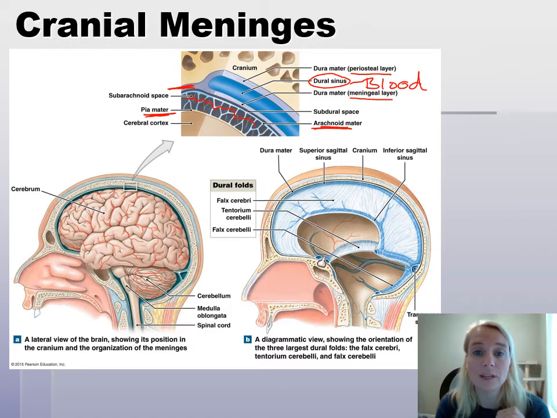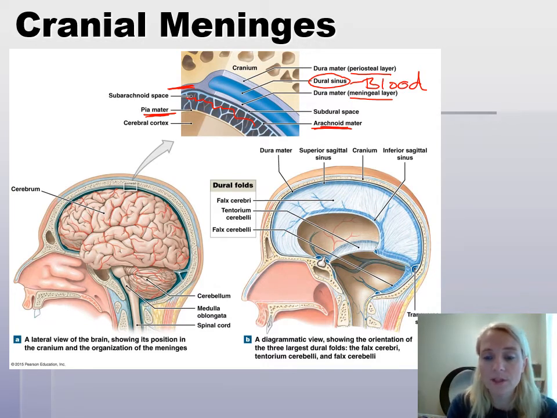Okay, specifically venous blood, the deoxygenated blood that's going to be heading back to the heart. So wherever you have the split of the dura mater into the periosteal and meningeal layers, filled with that is going to be this blood, and that's going to be part of the drainage of the blood flow from the brain. So we can see quite a few sinuses here.